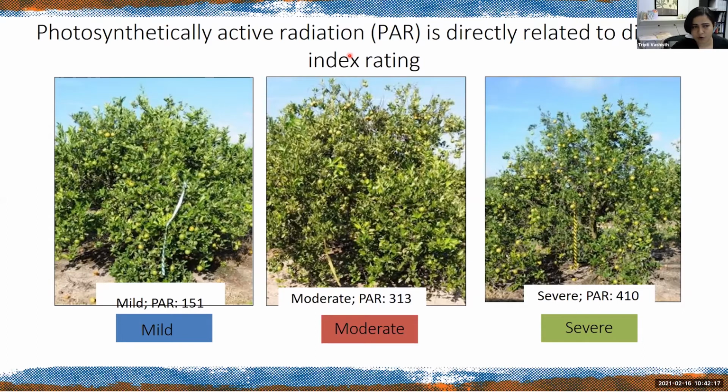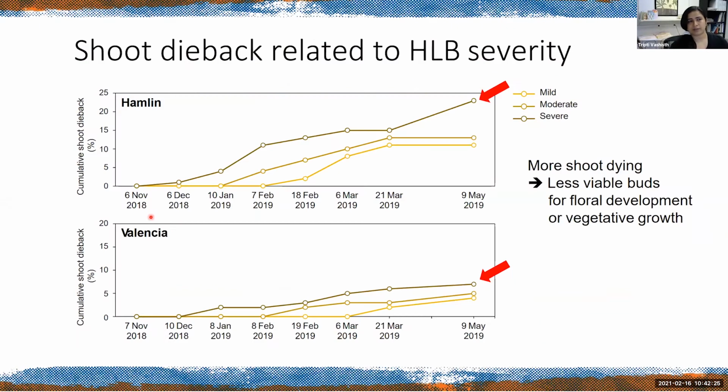If you have a good canopy, your symptoms are mild for HLB. It makes sense. But from a research point of view, what we are finding is here, the graph is showing you shoot dieback in different levels of mild, moderate, and severe trees. We were measuring shoot dieback in the fall and winter months until spring.